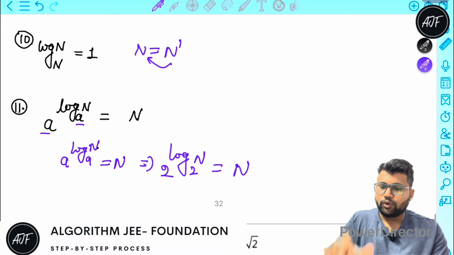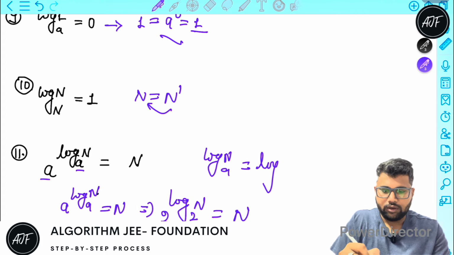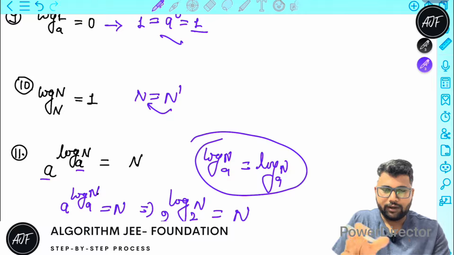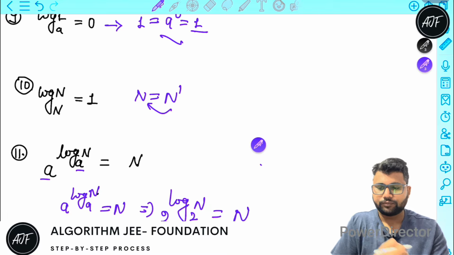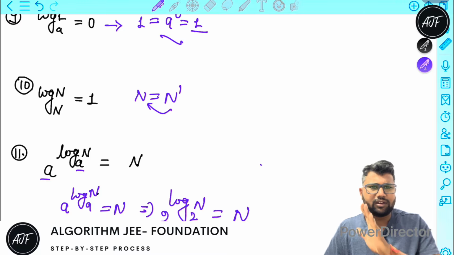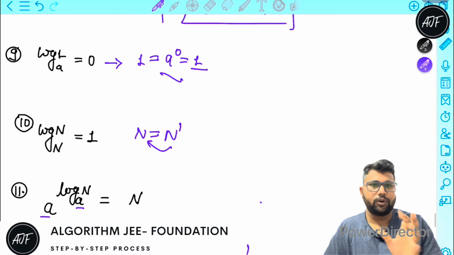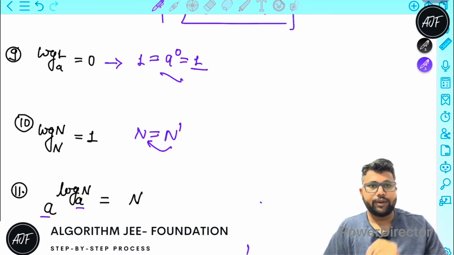This type is easy to prove also. See, if you take the log on both sides, then you see log n base a is equal to log a n. So both are equal, and this is the same possibility. So this one is also very important. So these are the 11 properties, and the 11 properties are enough for any questions, but every property plays a very important role in logs, because log is a very important chapter.